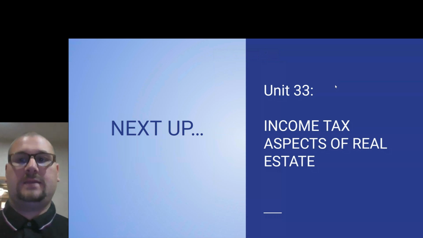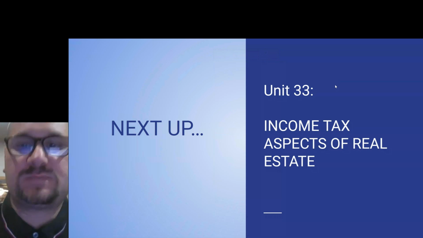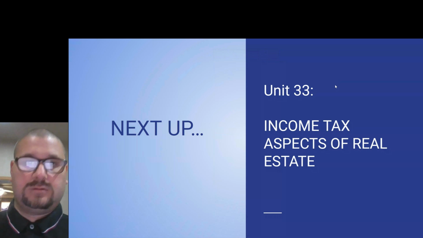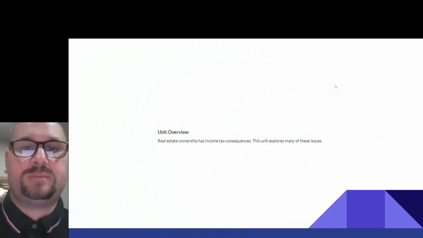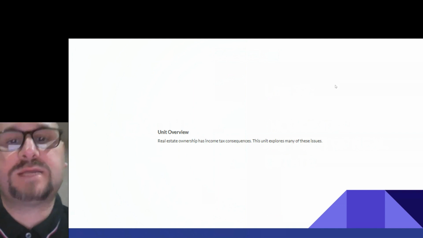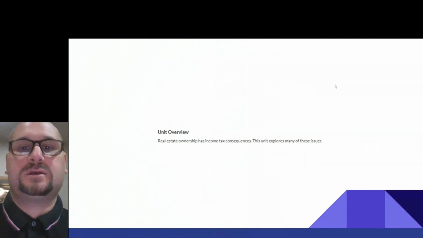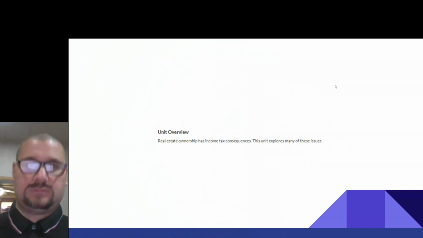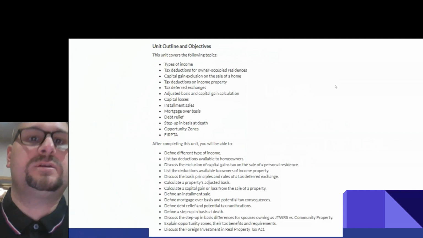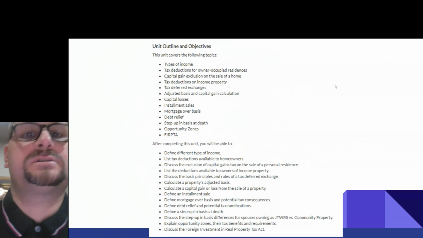Unit 3, income tax aspects of real estate. So we're going to go over real estate ownership. Real estate ownership has income tax consequences. This unit explores many of these issues. So the unit is going to cover the following topics.